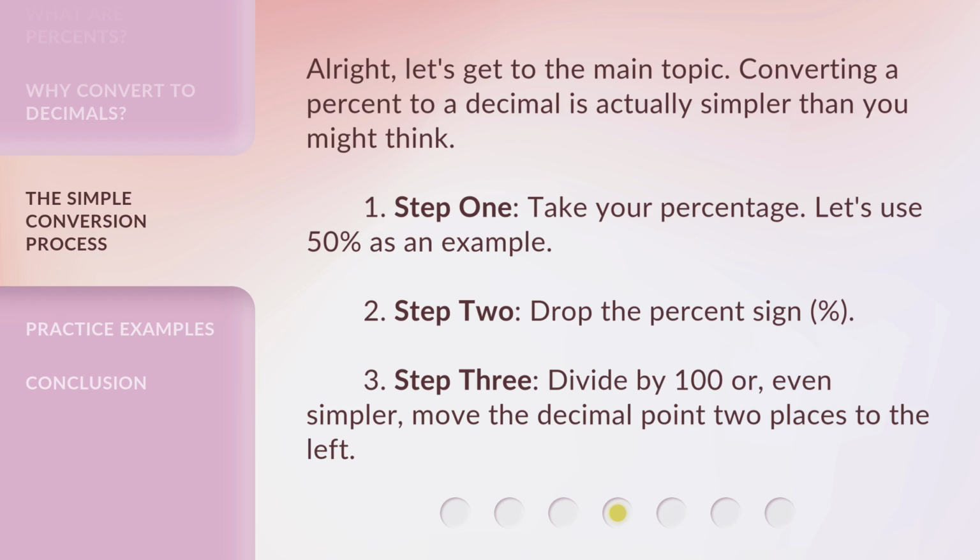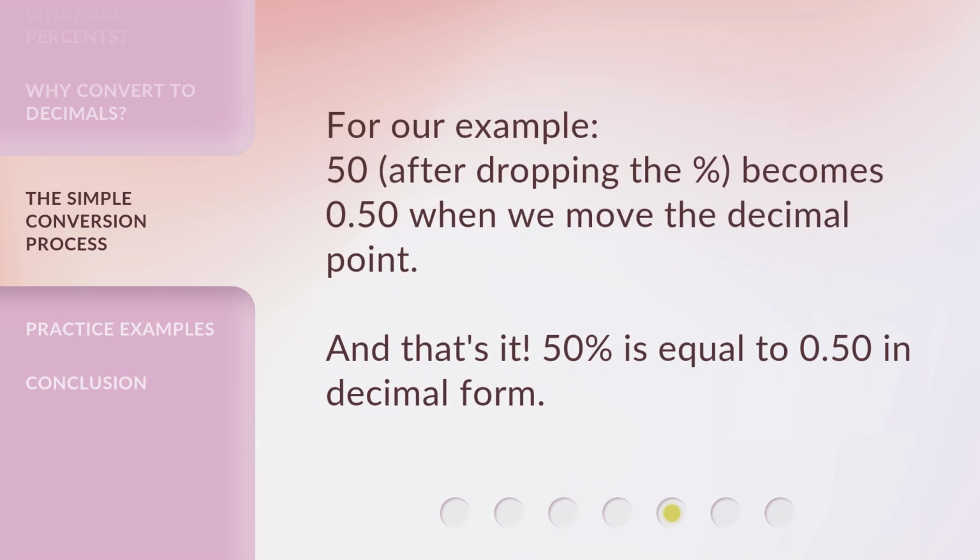Step 2. Drop the percent sign. Step 3. Divide by 100 or, even simpler, move the decimal point 2 places to the left. For our example, 50, after dropping the percent sign, becomes 0.50 when we move the decimal point. And that's it. 50% is equal to 0.50 in decimal form.